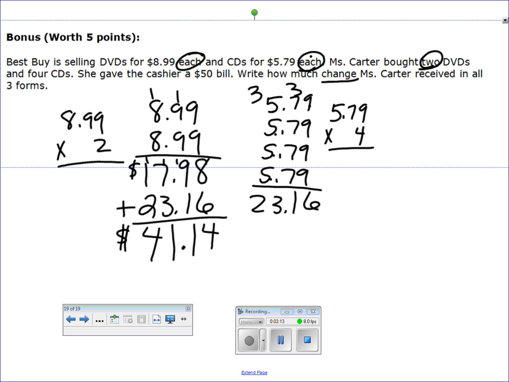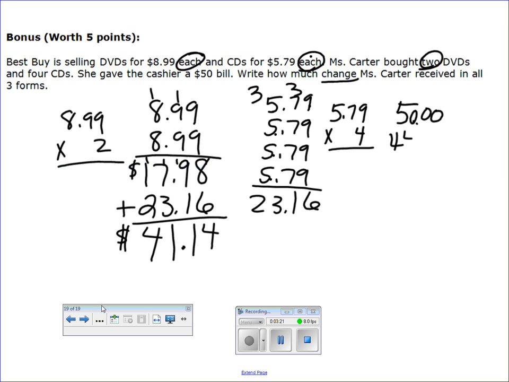So you will have to subtract, and you start with $50, and you will subtract 41.14. So we know that we can't subtract from 0. You've got to borrow from the 5. That becomes a 4. This one is a 10, becomes a 9 because we're going to borrow.